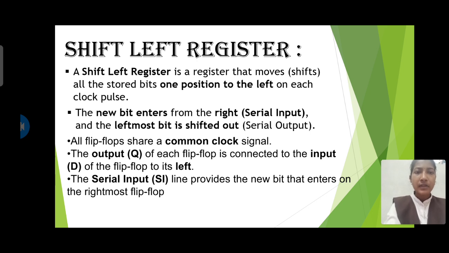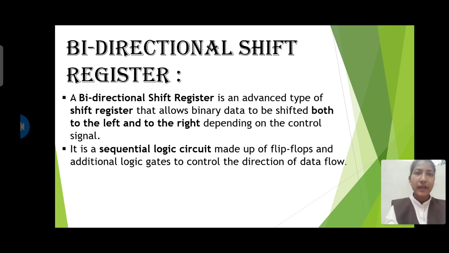All the flip-flops share a common clock signal. The output of each flip-flop is connected to the input of the flip-flop to the left. The serial input SI line provides the new bit that enters the rightmost flip-flop. So the next one is bidirectional shift register.